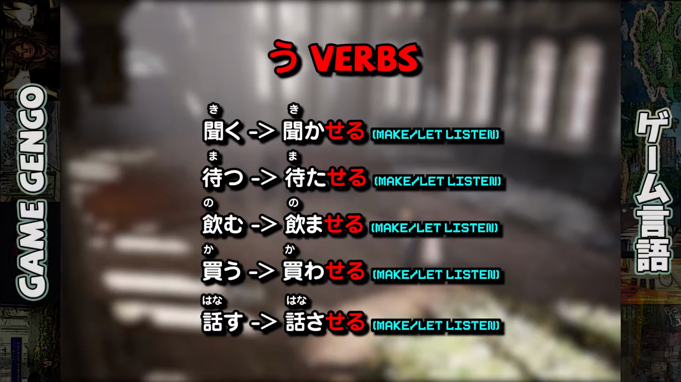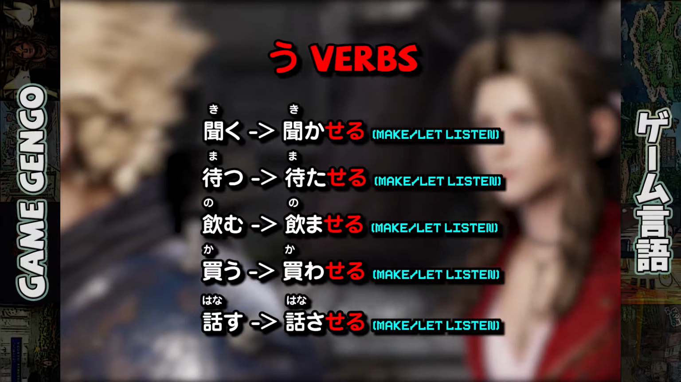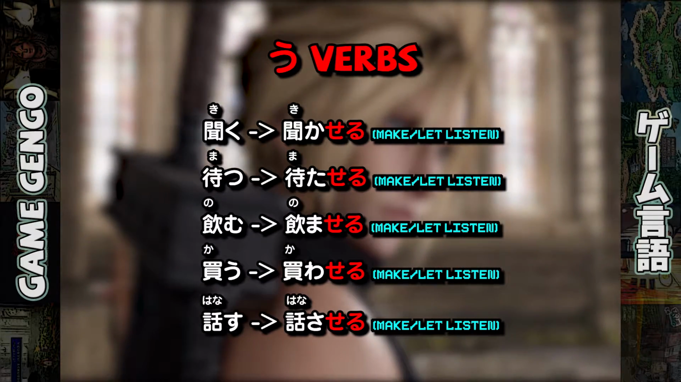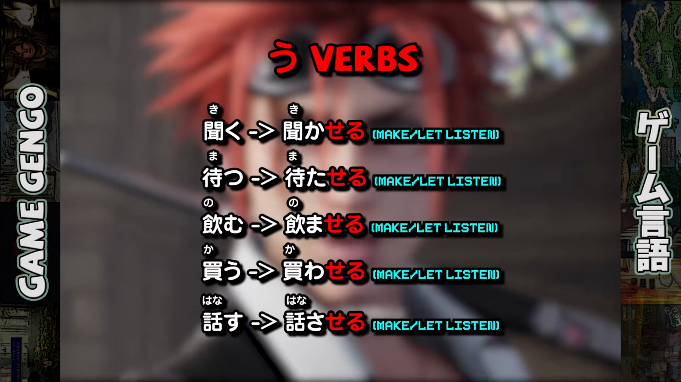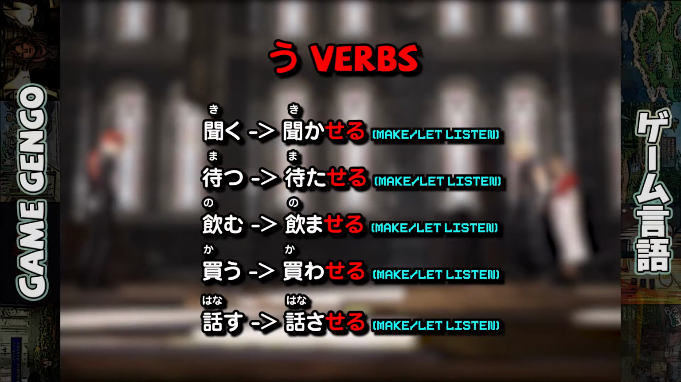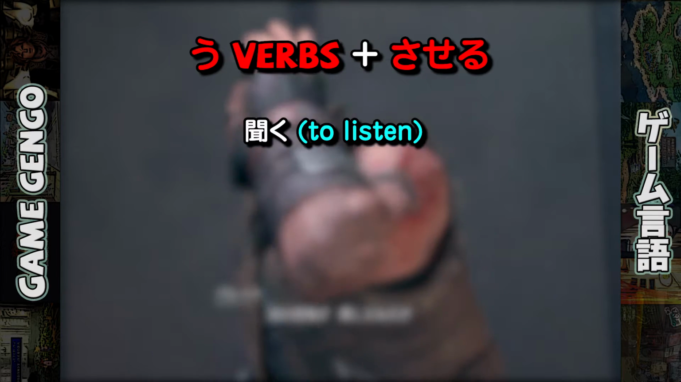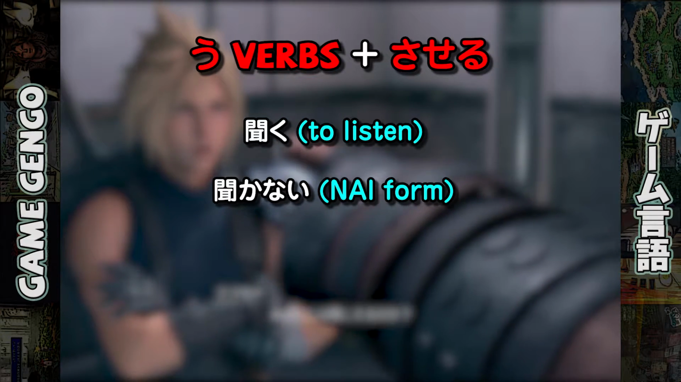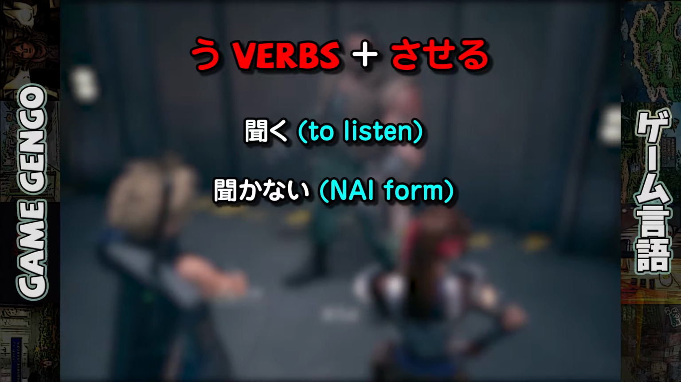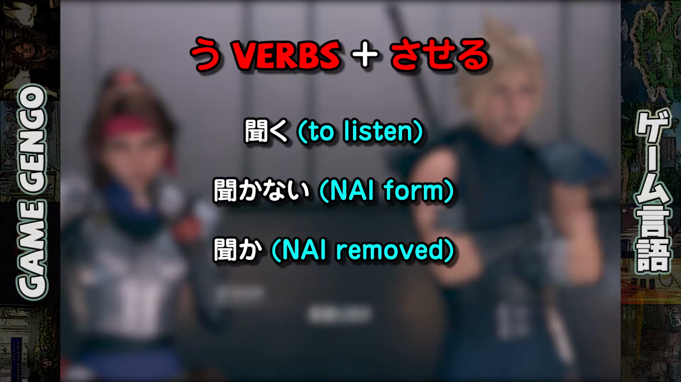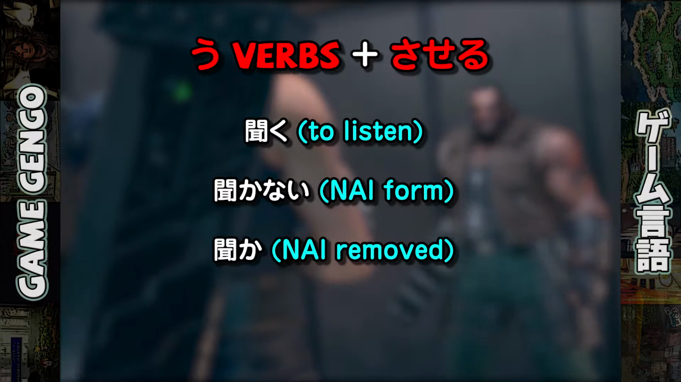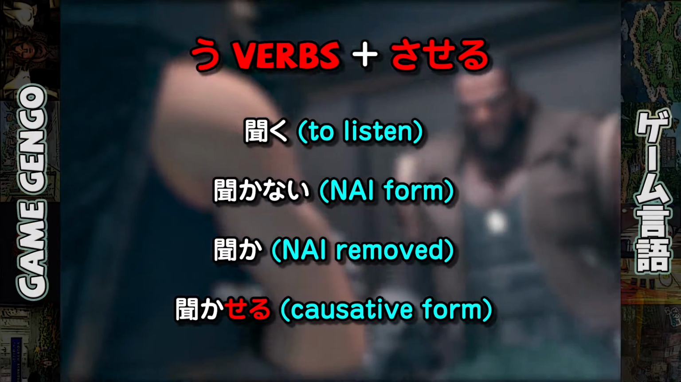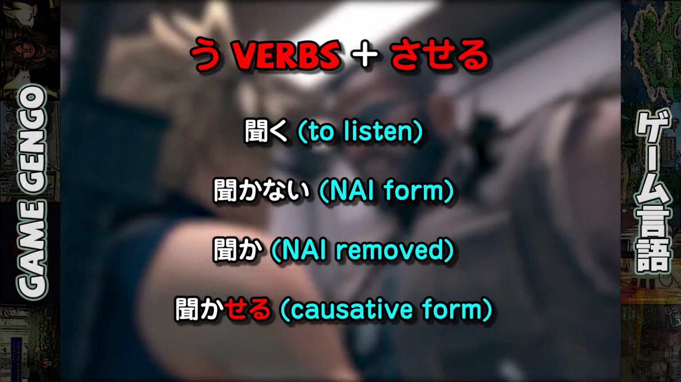For u verbs, you need to put the verb into the nai form, the negative form, and then remove the nai and replace it with seru. Take for example, kiku, to listen. So you would put it into the nai form, so kiku turning into kikanai, and then by removing the nai, you're left with kika, and then you just simply add seru, turning it into kikaseru, making listen, kiku, into make listen, kikaseru.